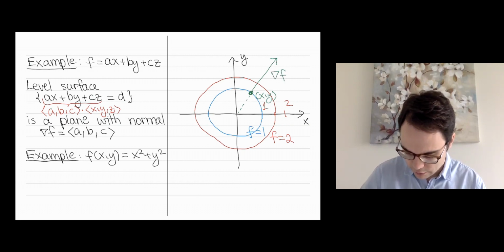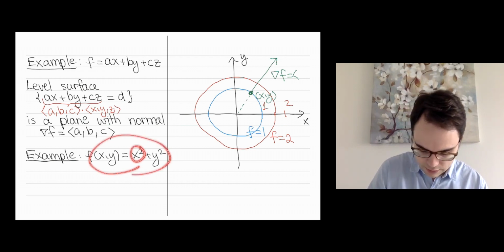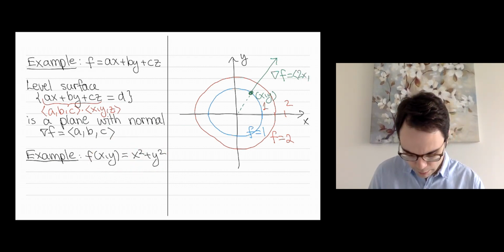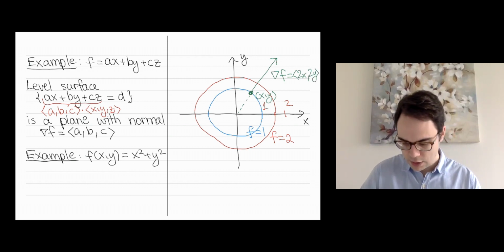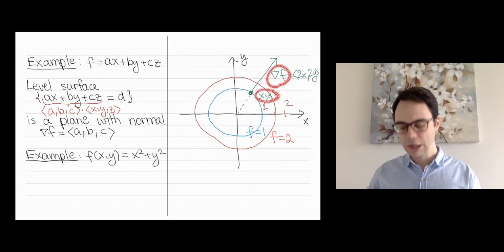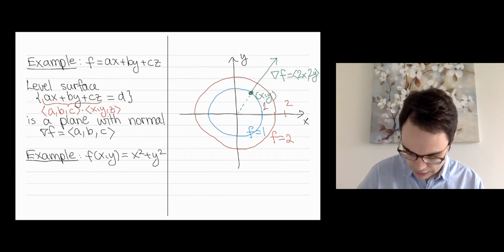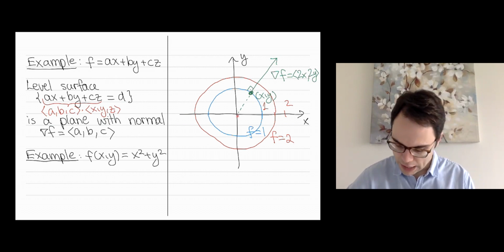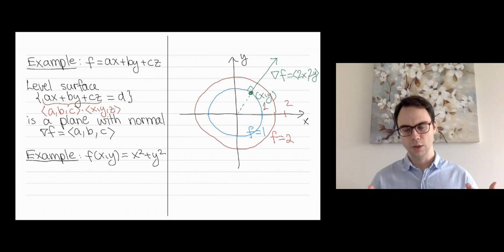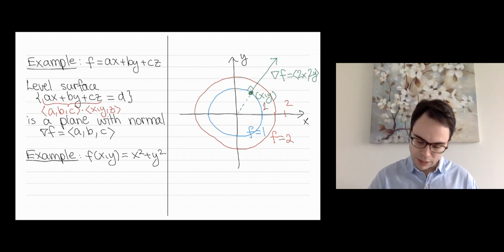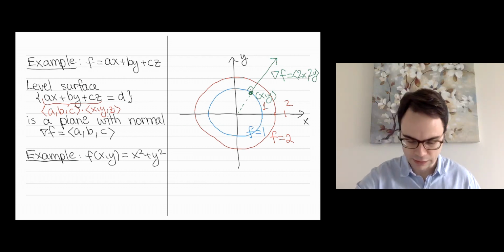So the gradient of f: the x partial of this function is 2x, and the y partial is 2y. So the gradient evaluated at a point is 2 times the position of the point. So you can see that the gradient is radial: a ray meets each circle about the origin with an angle of 90 degrees.